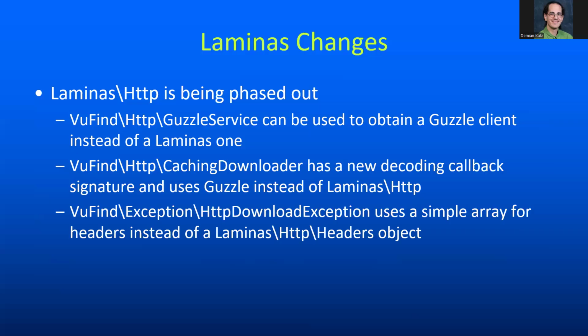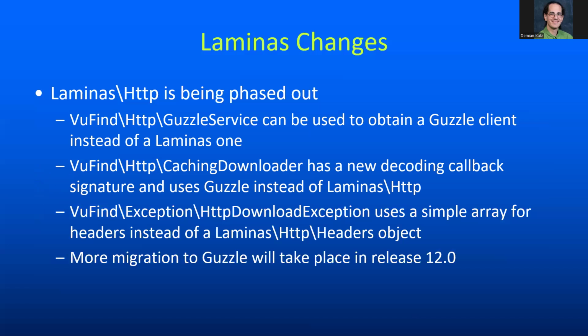Similarly, the VuFind exception HTTP download exception class now uses an array to represent what headers are included in the error message rather than a Laminas headers object, just for broader future forward compatibility. A lot more Guzzle migration is likely to take place in release 12, so be prepared for that.